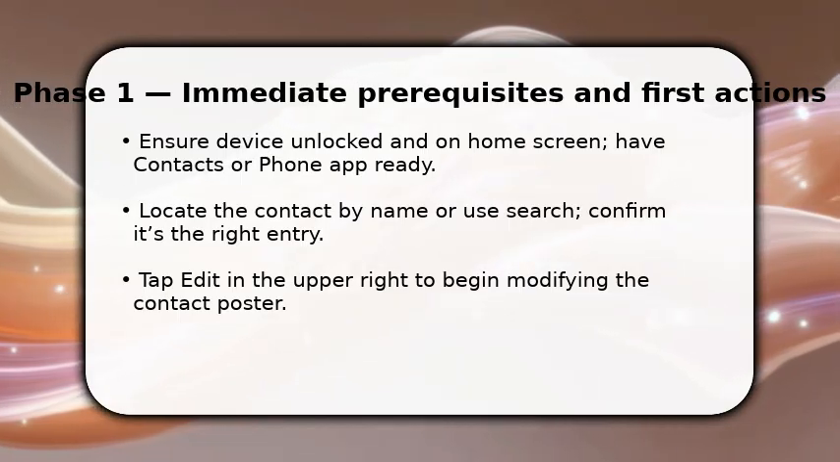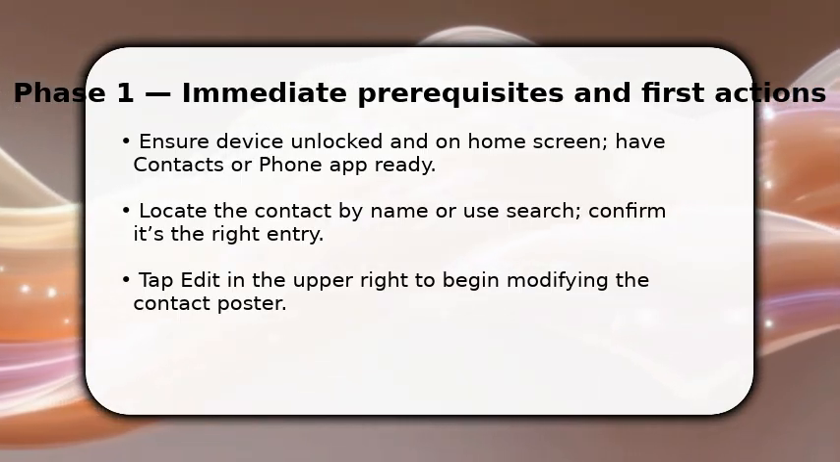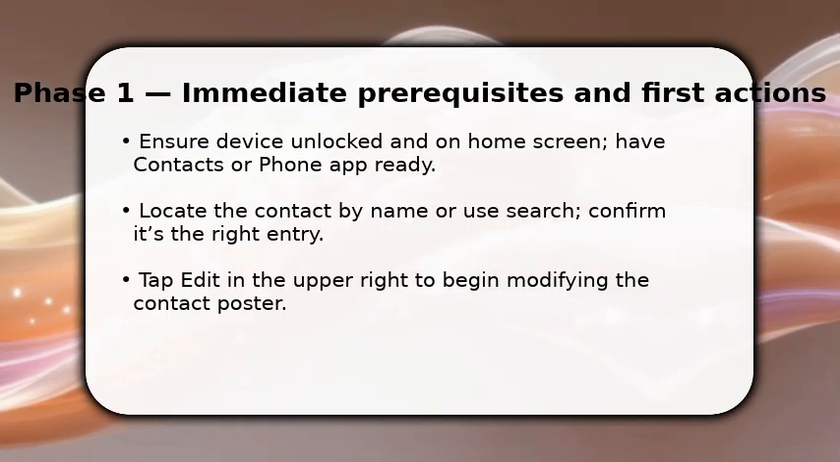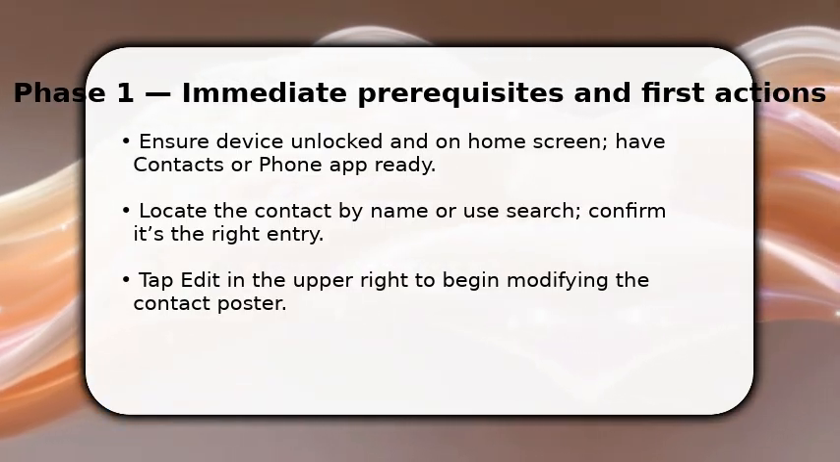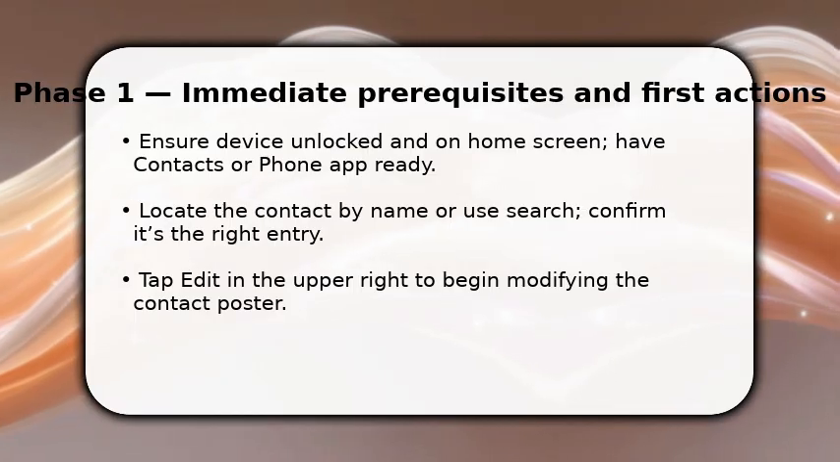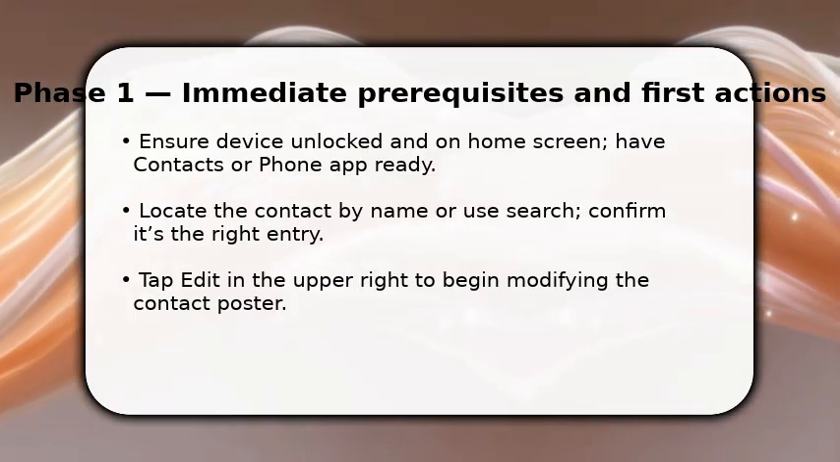Once the contact is open, press Edit in the top right corner to enter editing mode. You do this because posters are tied to the editable contact card. By entering Edit, you expose the poster controls and can remove or replace the poster safely.